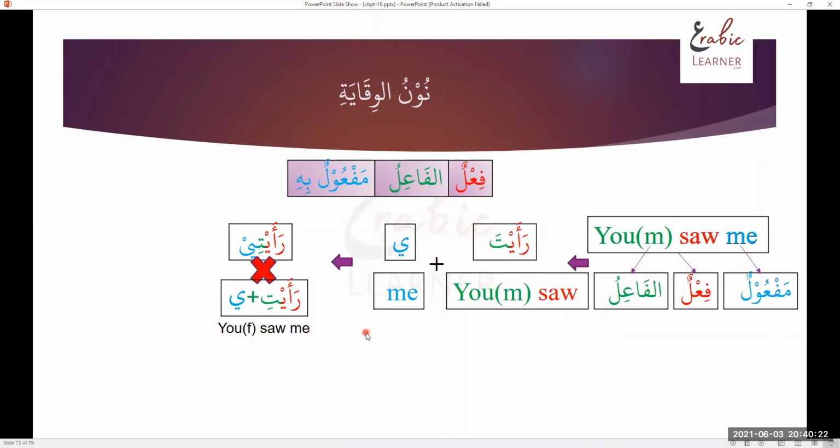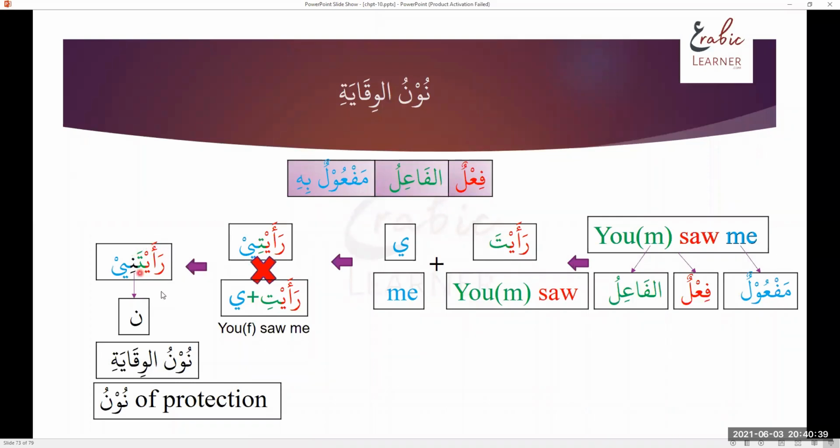So what do I do? This is not correct. This is not the way to write. So I put noon in between. And why do I put this noon? To protect the fa'il and the maf'ul. I don't want to disturb the fa'il and maf'ul. I want to keep them intact. By just adding ya mutakallim, the fa'il was changing. Even the fa'il for huwa, ra'a, for example, would change. So I want to protect fa'il and maf'ul, so I put a noon in between. This is called noon al-wiqaya, noon of protection. Understood, brothers and sisters? There's a logic behind it. Clear?